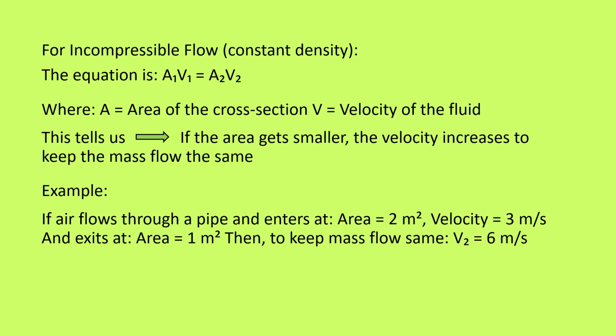An example would be if air flows through a pipe and enters an area of 2 meter squared at a velocity of 3 meters per second, and it exits at an area of 1 meter squared, then the velocity of the fluid should be 6 meters per second.